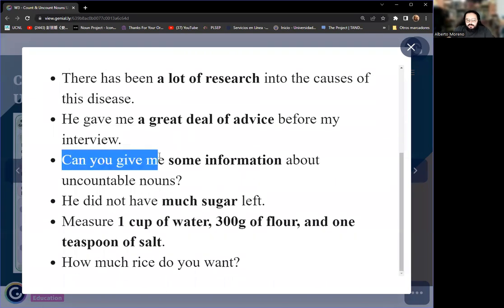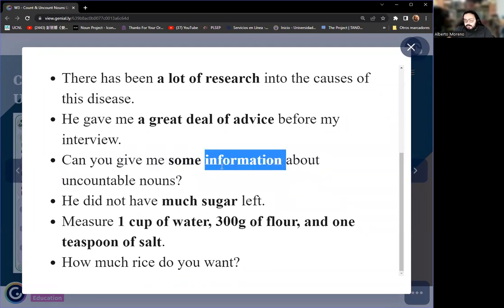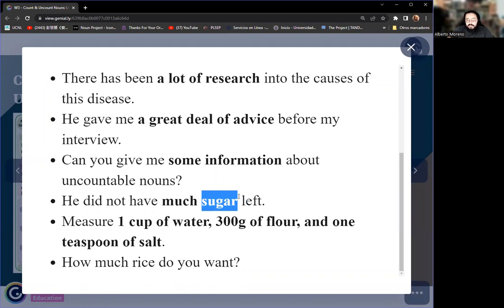And another example, can you give me some information about uncountable nouns? Well, information, it's also an abstract idea, so that's why it is an uncountable noun. He did not have much sugar left. Sugar is not an abstract idea, but sugar is formed by very small pieces. So it's too amorphous in order to count them. So that's why sugar is an uncountable noun, and we have to use quantifiers or units like kilos, pounds, ounces in order to count them.